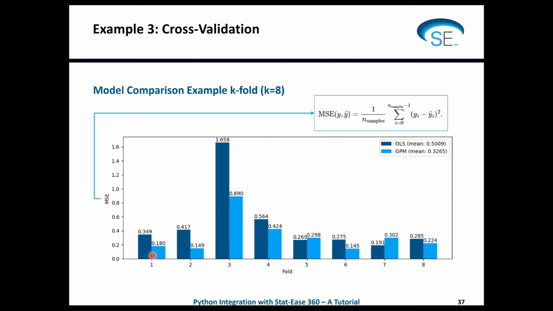And you can see, as you would expect from looking at those 3D surfaces, that the Gaussian process model does a bit better than the OLS model. The average of all the splits for OLS was 0.5, and the average for Gaussian process was 0.33. So you could say that the Gaussian process model did a little bit better. Whether or not that's enough to use that over a traditional OLS model, it's really up to the practitioner.